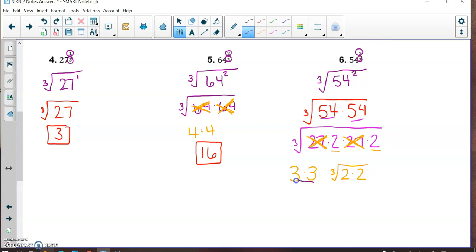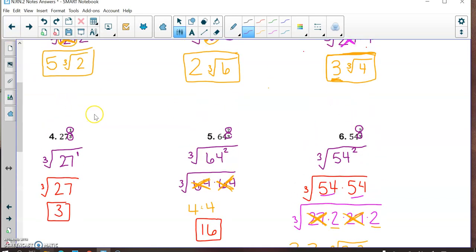And so I have on the outside 3 times a 3 is a 9, cubed root of a 2 times a 2, which is a 4. Now 4 is not a perfect cube and it doesn't have any perfect cube factors. So that's your answer. You can't pull anything else out of that. All right. So that's our lesson.